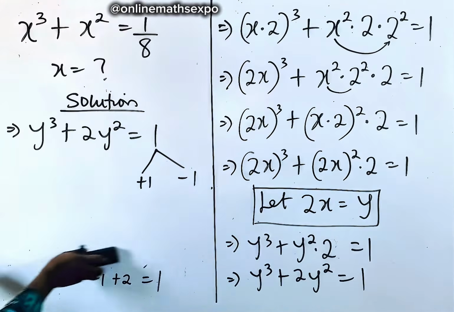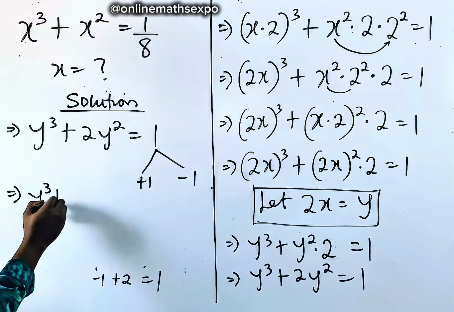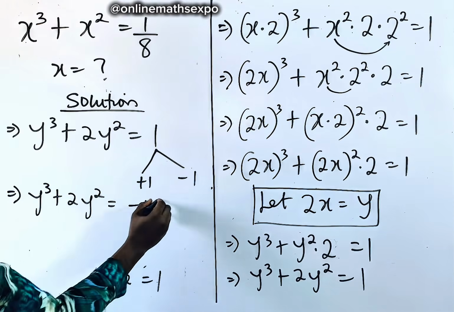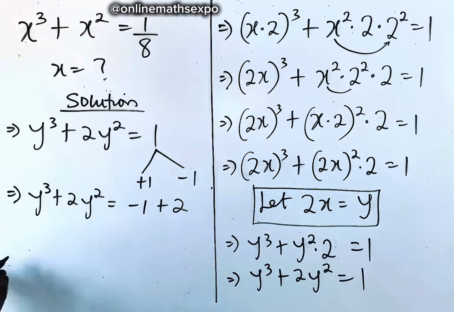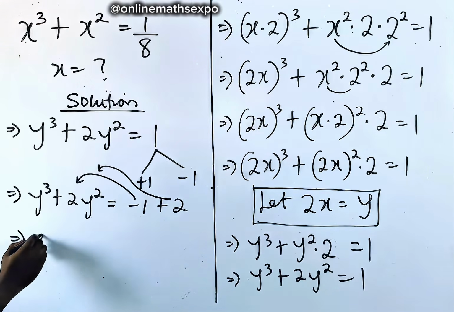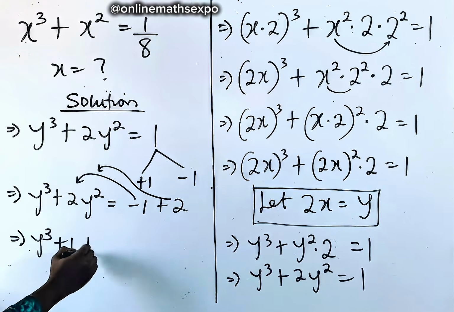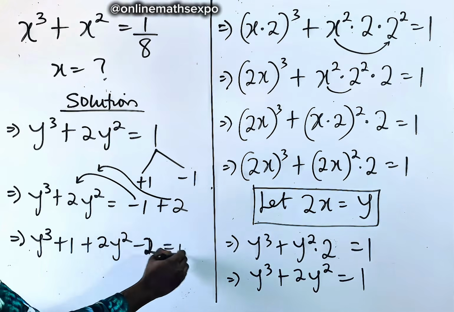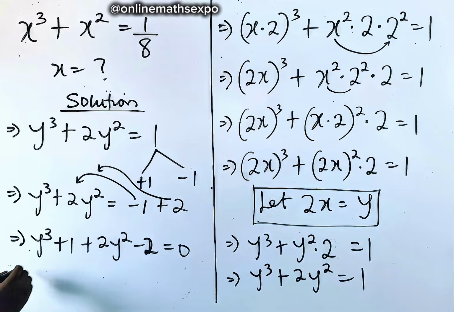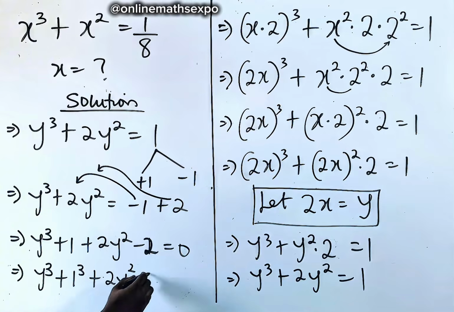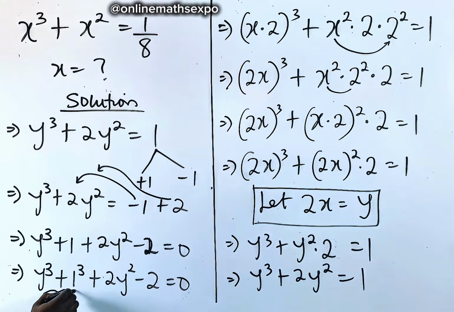So to answer this, we are going to have y cubed plus 2y squared is equal to, let's replace this with what we have here, which is -1 and 2. So what do we do? Take this to the left, take this to the left, and do the same here. So we have y cubed, this will become +1, this is 2y squared, this is -2, and everything is equal to 0. Remember, this is the same as y cubed plus 1 cubed plus 2y squared minus 2 is equal to 0. These two are together, these two are together. Let's solve this together.